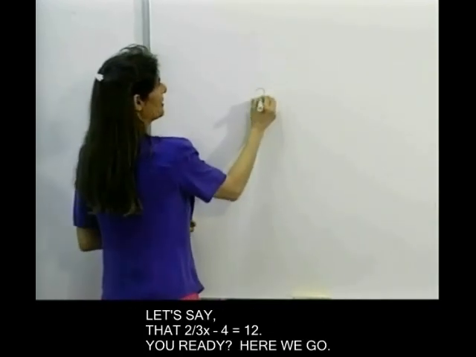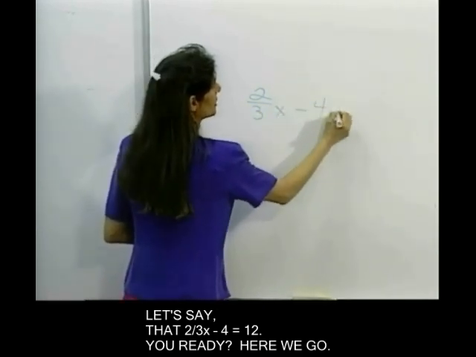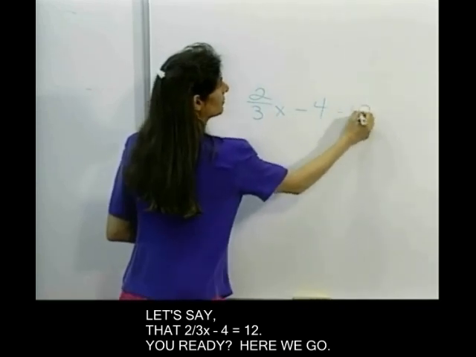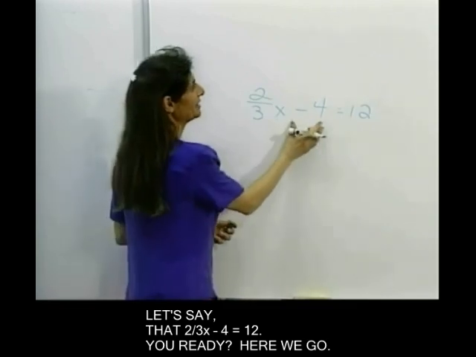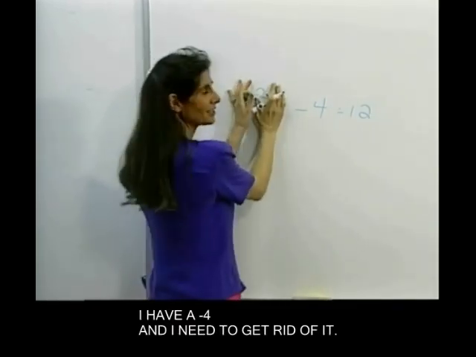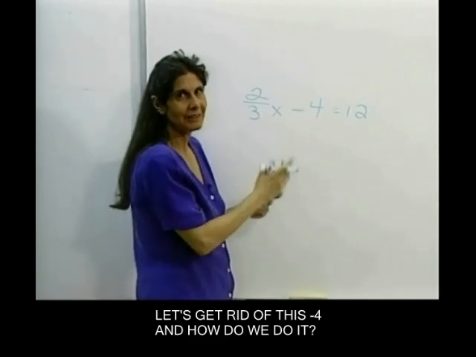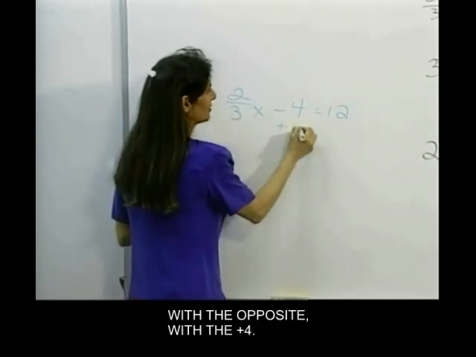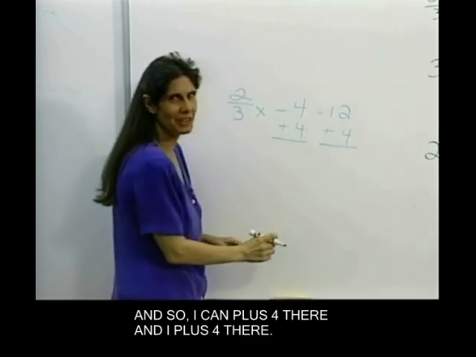Let's say that 2/3 x minus 4 equals 12. You ready? Here we go. I have a minus 4 and I need to get rid of it. Let's leave the x alone for right now. Let's get rid of this minus 4. And how do we do it? With the opposite, with a plus 4. And so I can plus 4 there and I plus 4 there.